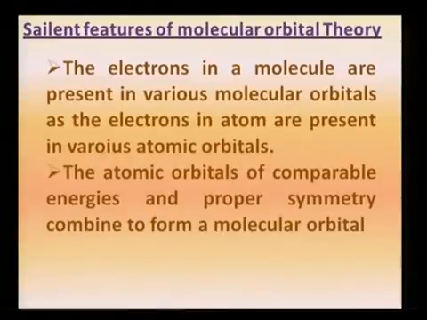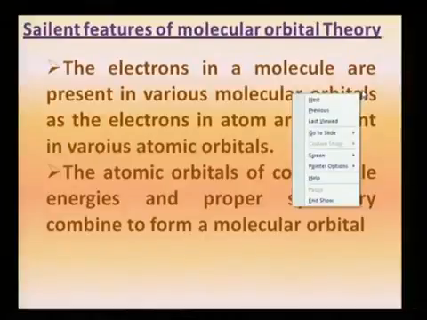The third salient feature of molecular orbital is that the atomic orbital is influenced by one nucleus, whereas molecular orbital is influenced by two or more nuclei depending upon the number of atomic orbitals combined. Here, as we already know, atomic orbital contains only one nucleus and molecular orbital contains two or more nuclei. It depends upon the number of atomic orbitals combined.